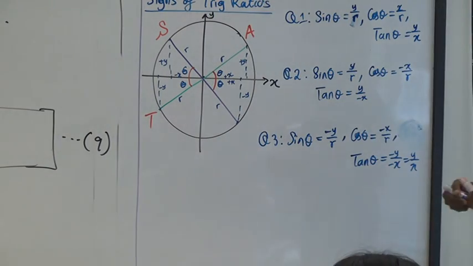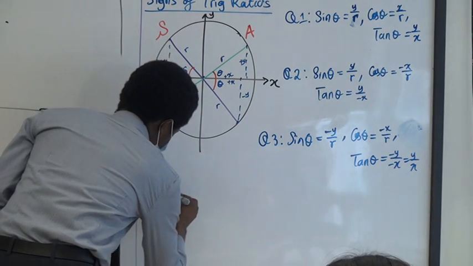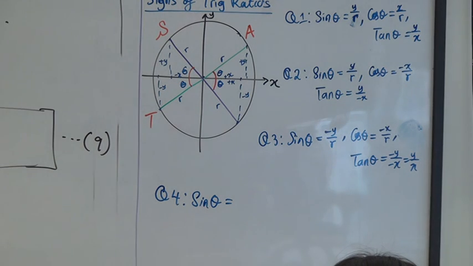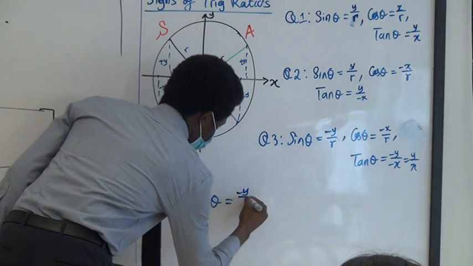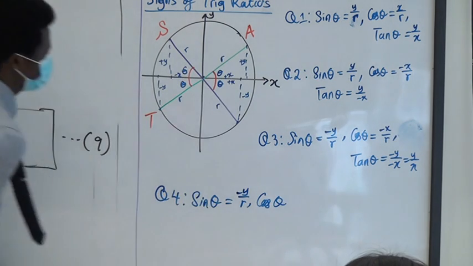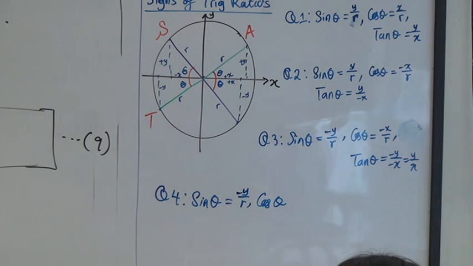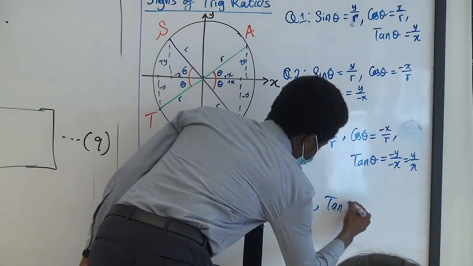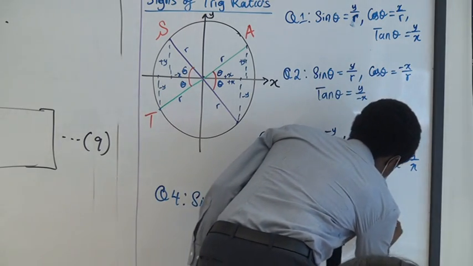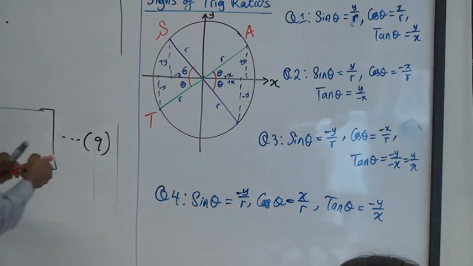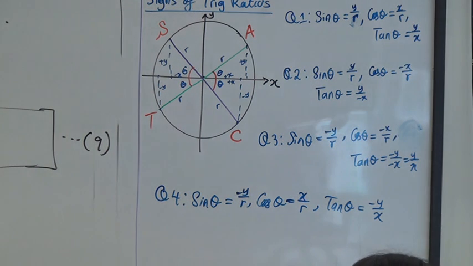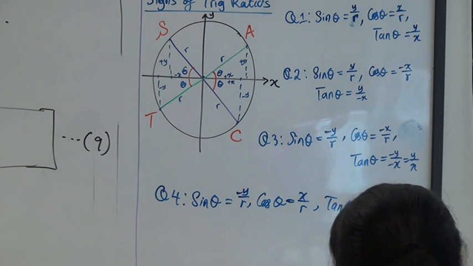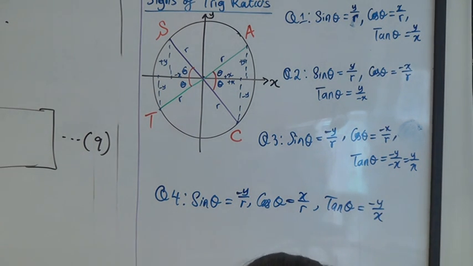Okay? Finally, in the last quadrant, Q4, sine theta is what? Negative y over r. Cos theta is what? X over r. Yes. And tan theta is what? So which one is positive here? Cos. So this is what we mean by all are positive in the first quadrant, and so on. So this is a short explanation of how that can be recalled.